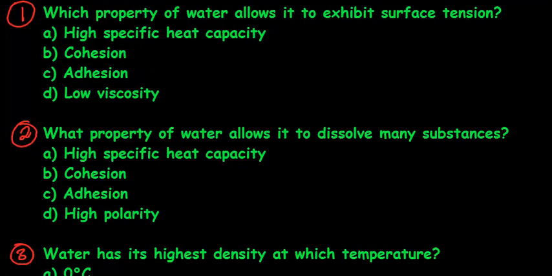But before then, feel free to pause the video and answer each and every question before we reveal our answer here. The first problem says, which property of water allows it to exhibit surface tension? If your answer is D, you're wrong. Adhesion is wrong. Specific heat capacity, that is the high, is also wrong. The correct answer here is cohesion.